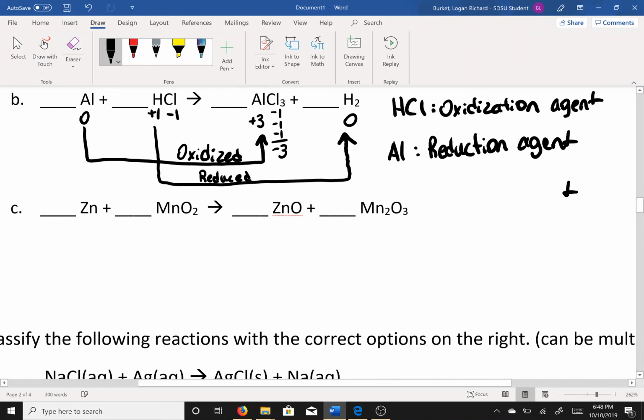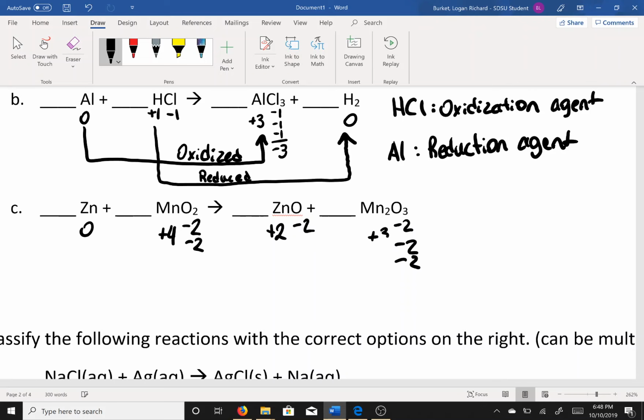All right, now to the third one. Do the same thing. We have zinc over here all by itself. We know it has a 0 charge. Oxygen's -2, -2. Therefore, manganese is +4. On the right side, we have oxygen at -2. Therefore, zinc is +2. -2, therefore +3, +3. Okay, so we draw the arrows from left to right again.